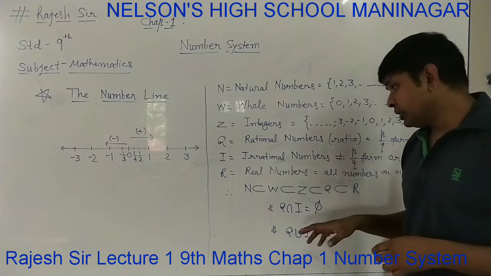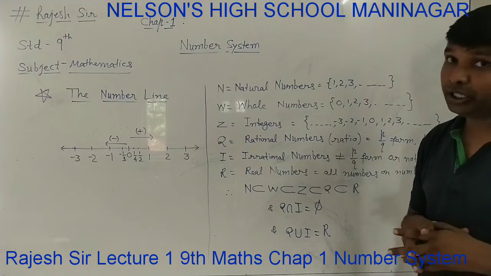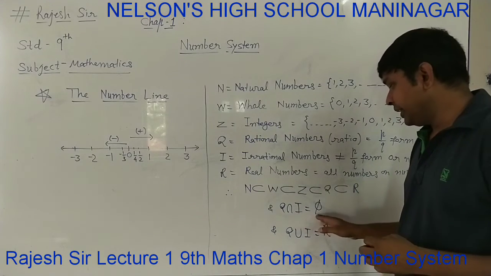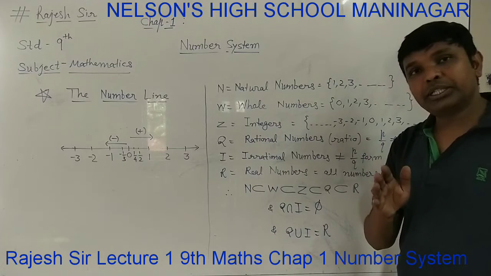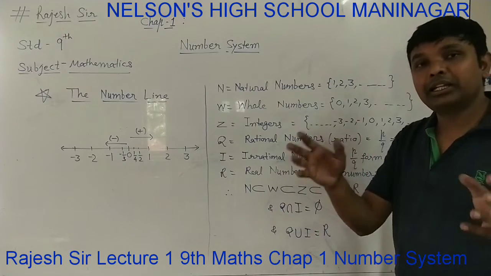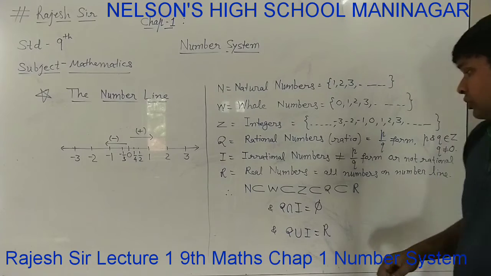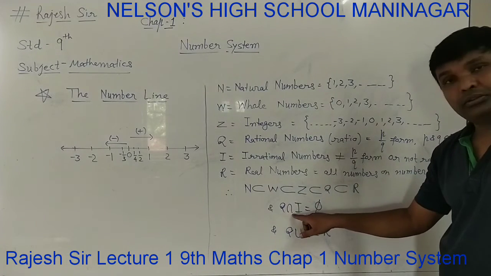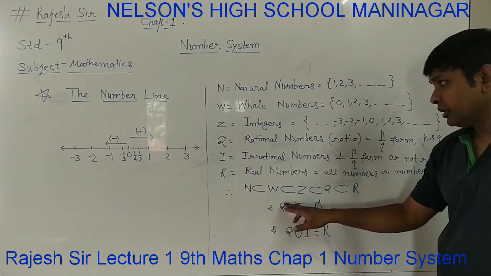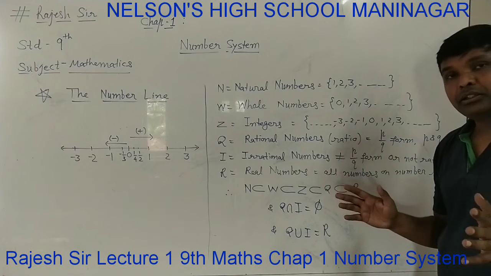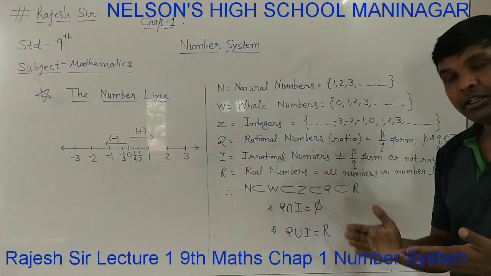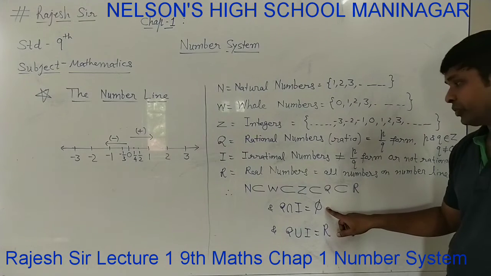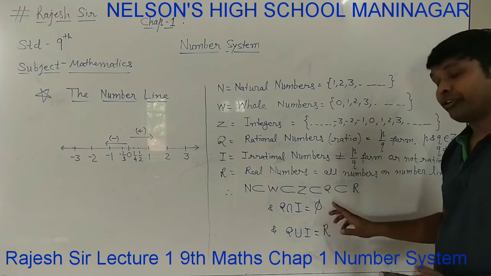In 8th standard you learned about intersection and union operations. In intersection, we take the common things, and in union we take every member of the first set and second set. So Q intersection I shows what is common between rational and irrational. You know that rational and irrational are totally different sets: if it is rational it will not be irrational, and if it is irrational it will not be rational. That's why it is written here equals null set, that means phi. Rational and irrational intersection will be phi.